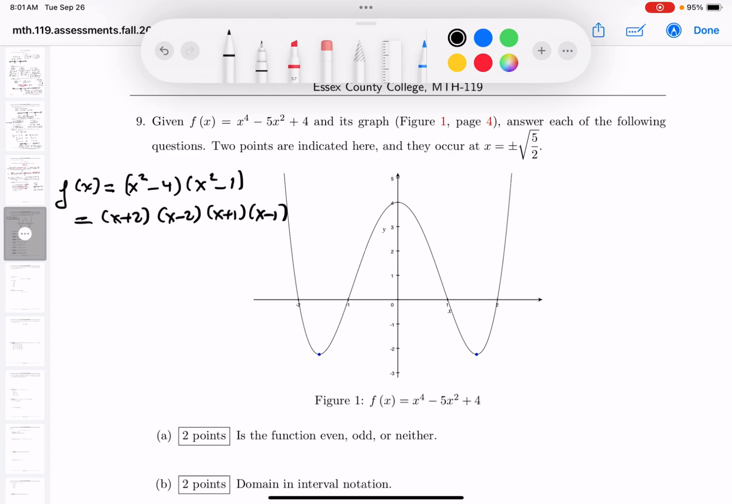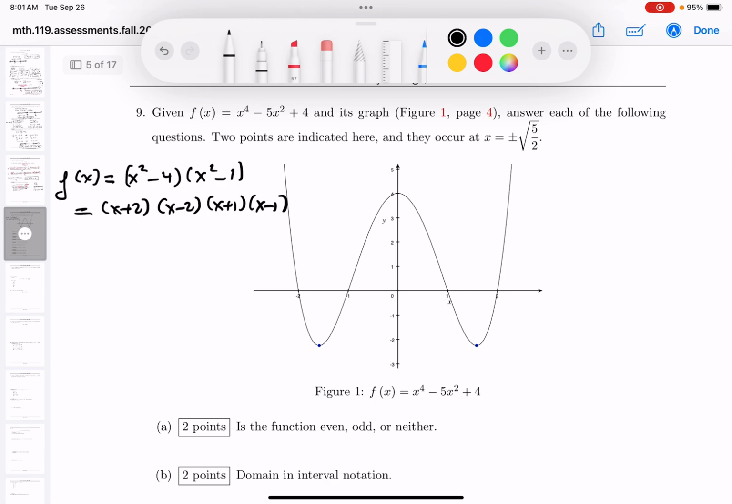And the first question is, is it even, odd, or neither? Well, I'm looking at the picture, by the way, and I'm convinced, looking at the picture, that it's an even function. So I'm going to put down even.